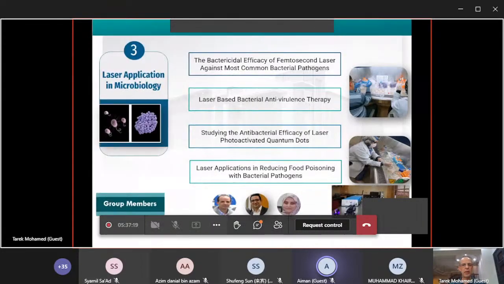And we have the other direction on laser application in microbiology. We have different subjects, like bactericidal efficacy of femtosecond laser against most common bacterial pathogens, and laser-based bacterial antivirulence therapy, and also study of antibacterial effect of laser photoactivated quantum dots, and laser application in reducing food poisoning with bacterial pathogens.